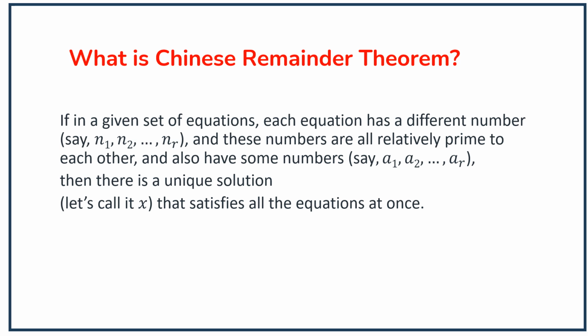If in a set of equations, each equation has a different number, say n1, n2 up to nr, and these numbers are all relatively prime to each other and also have some numbers, say a1, a2 up to ar, then there is a unique solution of all these equations, that is, if we call it x, that satisfies all the equations at once. This is the definition of the remainder theorem.